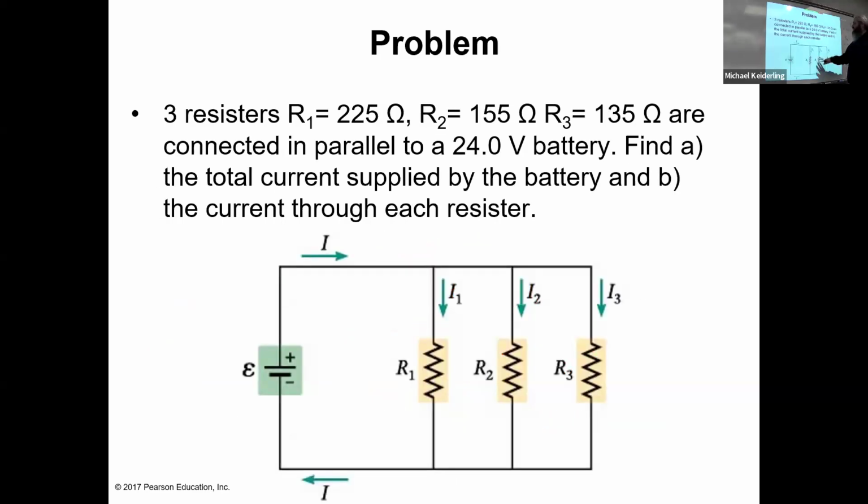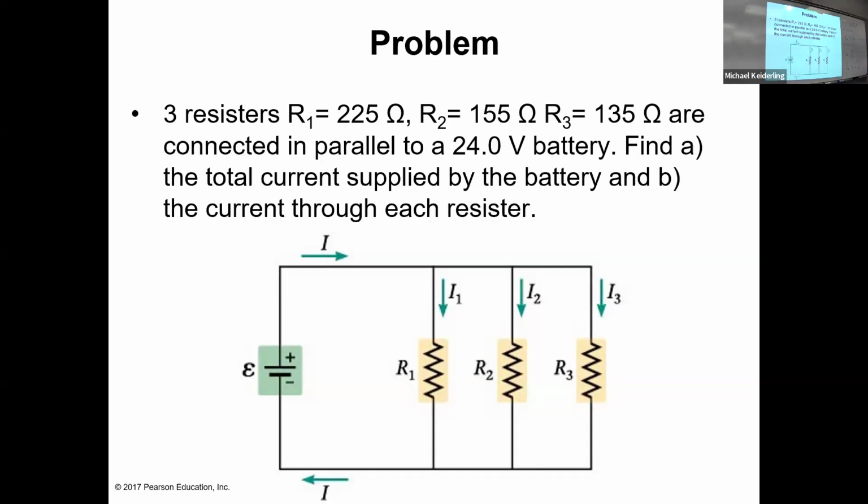Now here we have the same three resistors, but now in parallel. And we want to find out the total current supplied by the battery and the current through each resistor. So for that, each resistor is experiencing 24 volts. So for the current of each resistor, current is voltage divided by resistance, so just divide 24 volts by the resistance of each one.